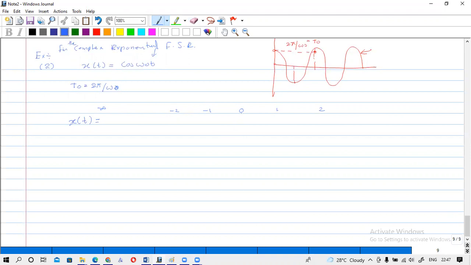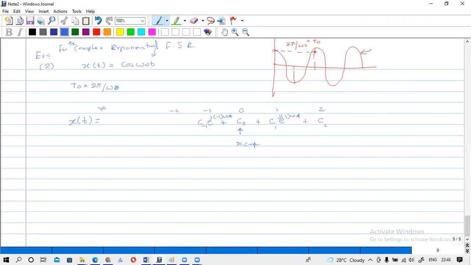So if k is 0, you will have c0 only, because e to the power j k omega naught t with k equal to 0 gives e to the power 0, that means 1. So this is the DC component, the zeroth harmonic. And this is the first harmonic: you will get c minus 1 e to the power j minus 1 omega naught t, and here you will have c1 e to the power j1 omega naught t.